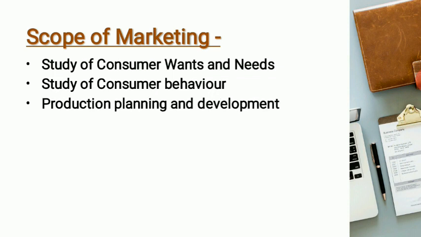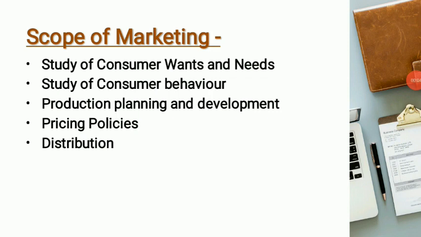Next one is product planning and development. Product planning and development starts with the generation of product idea and ends with the product development and commercialization. Product planning includes everything from branding and packaging to product line expansion and contraction. Fourth scope is pricing policies. The marketer has to determine pricing policies for their products. Pricing policies differ from product to product. It depends on the level of competition, product life cycle, marketing goals, and objectives.